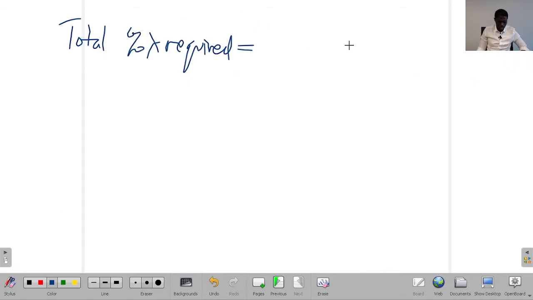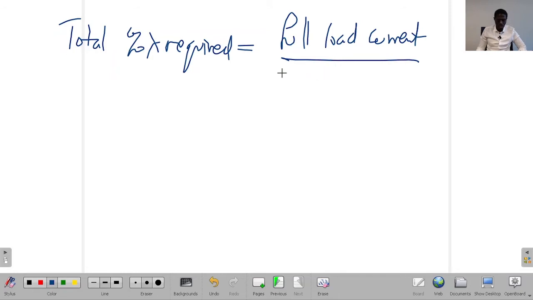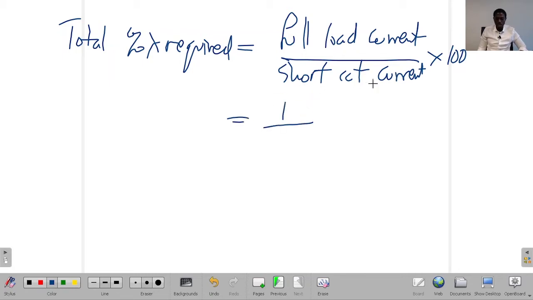Now, because the short circuit current is to be 10 times the full load current, our total percentage reactance required should be equal to the full load current over the short circuit current multiplied by 100. We are being told that the short circuit current is to be 10 times the full load current. So it's the ratio of 1 to 10 multiplied by 100, and this gives us 10%.